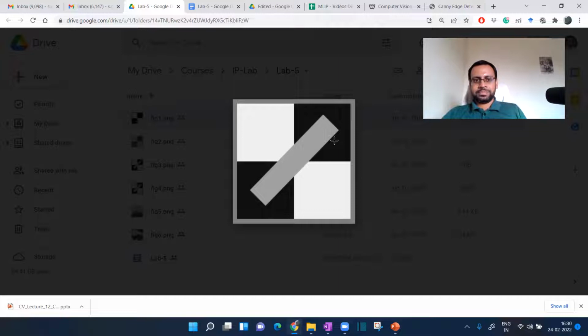We only consider the 45 degree angle bin in the non-maximum suppression. That's all. If your orientation is 45, do you have a bin for 45 degrees plus or minus 22.5? And you have a bin for 180 plus 45, 225 plus or minus 22.5? If your pixel is falling into these bins only, you keep the magnitude. Otherwise, you simply make the magnitude of your gradient zero. That's all. This is the only additional couple of lines of code you have to write to get these edges.